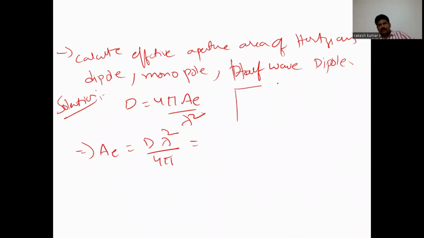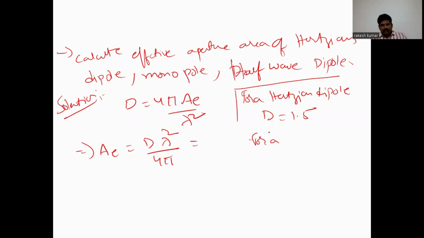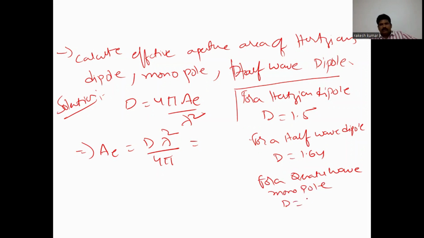You want to know that for a Hertzian dipole, D is equal to 1.5. Similarly, for a half wave dipole, directivity is equal to 1.64. For a quarter wave monopole, the directivity is two times that of the half wave dipole, that is 2 into 1.64, which is 3.28. These are the things you want to remember.